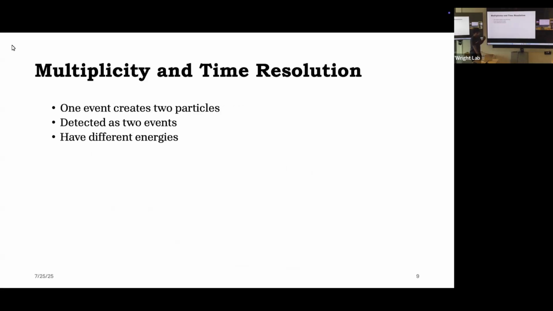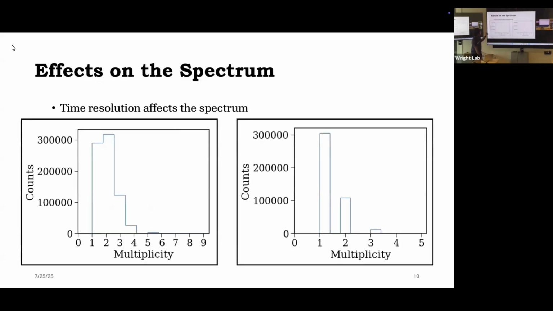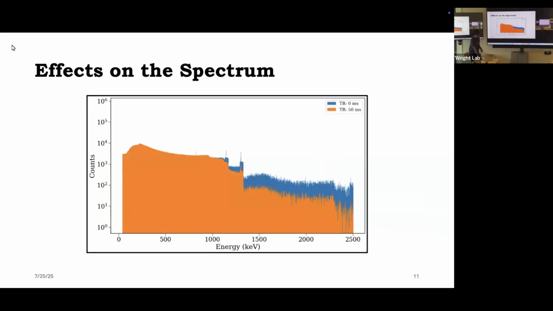And that can give you, say, effects on the spectrum. So if you look here, the multiplicity changes as you apply different kinds of time resolution. Should have probably put how many milliseconds that is, but here you can see multiplicity 2 is the most common thing, and that is drastically reduced just by applying time resolution on your data.